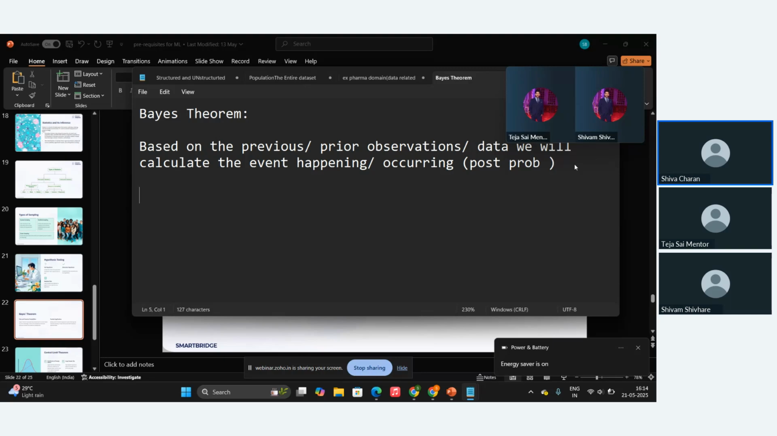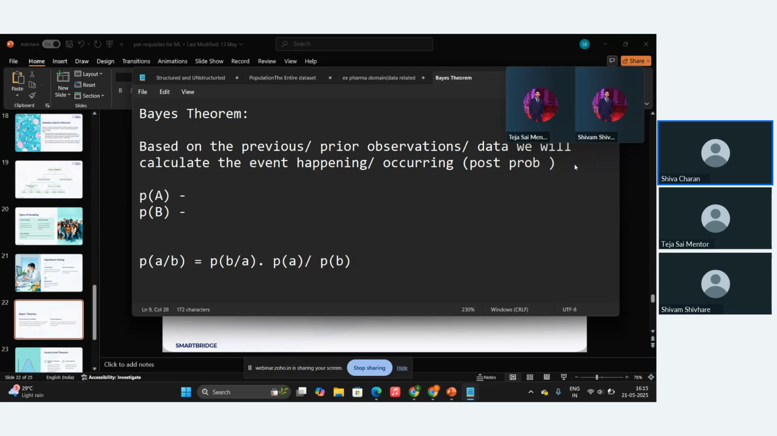In this Bayes theorem we will be having a formula, and we'll be having two values: P of A and also P of B, the probability of A and the probability of B. So now the formula goes like: probability of A given B is equal to P of B given A into P of A, the whole divided by P of B.